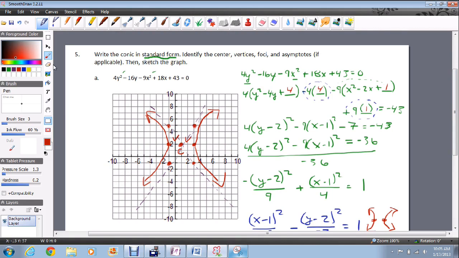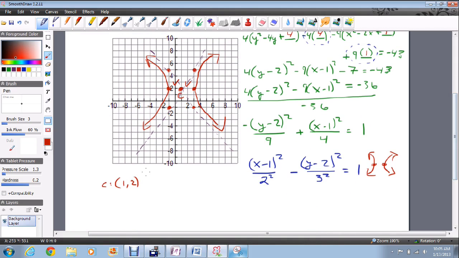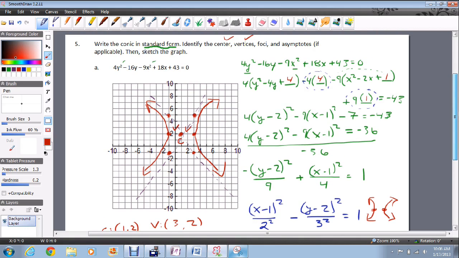So let's cross off what we've done so far. It's kind of a longer problem. We've identified the center. We said that was 1, 2. We've got the vertices, but we didn't say what they were yet, so the problem does want us to say that. So I'll go down here and write what the vertices are. Vertices, if we just identify, that's 3, 2. And the other one is negative 1, 2. So now we're completely done with the vertices.